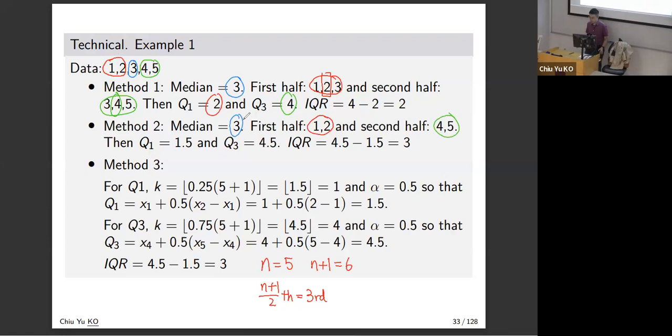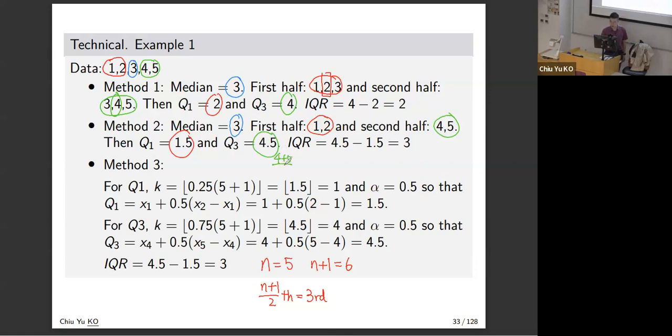Okay. For 1 and 2, we have 2 observations, and the median of 2 numbers is exactly the mean of the 2 numbers. So you get 1.5 here, because 1 plus 2 divided by 2 is 1.5. And you get 4.5 here because 4 plus 5 divided by 2 is 4.5. Just to make sure that you see what I'm doing: the median of 2 numbers is just the mean. So the IQR is just 3. You can see that the IQR in these two cases can be very different, okay?